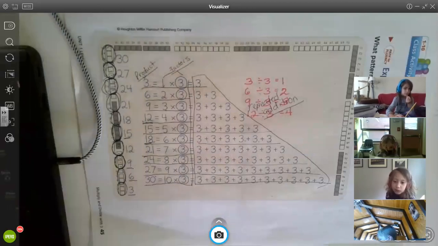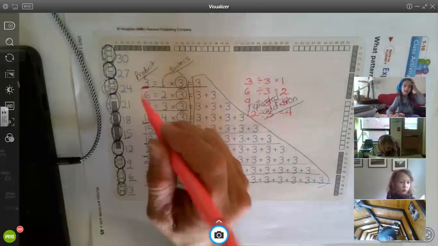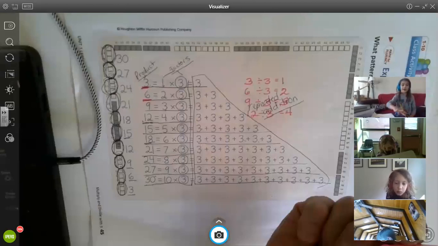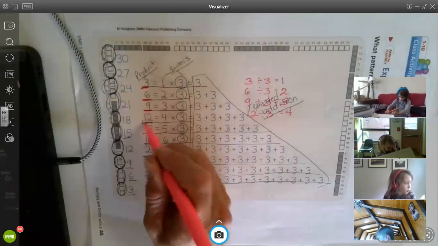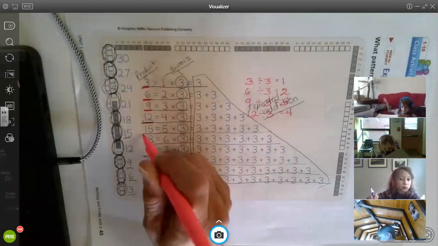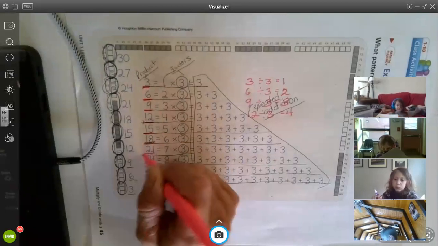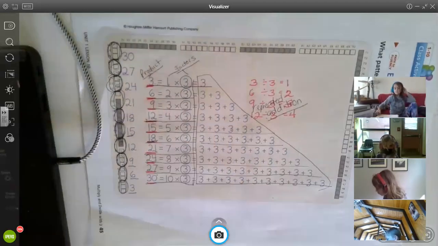If you didn't hear what he said, the first product, 3, is an odd number. The 6 is even. Can you break it into 2 fair shares, right? It can be divided between 2 people fairly. Then 9 is odd. 12 is even. 15 is odd. 18 is even. 21 is odd. 24 is even. 27 is odd. And 30 is even. Excellent pattern. I love it.